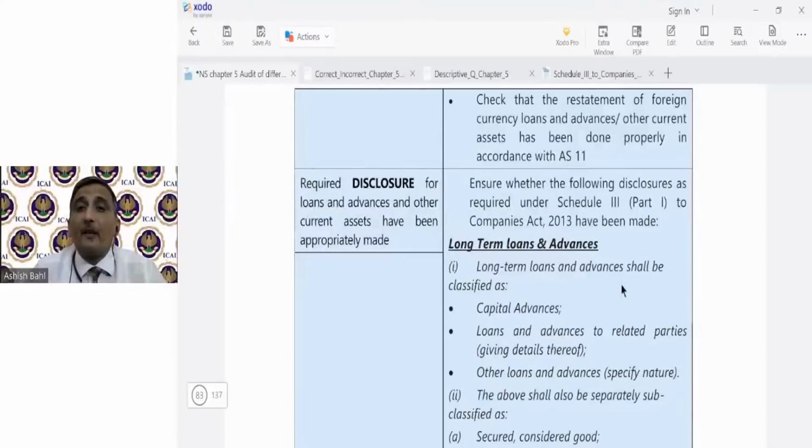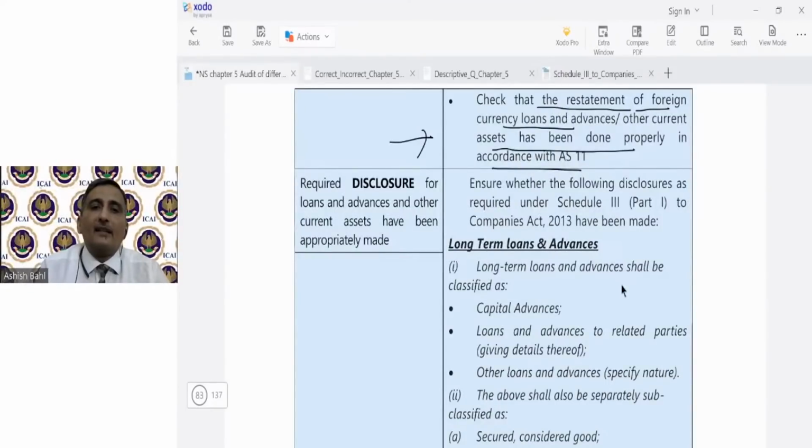And this is also a common point, if some foreign currency loans are there, then it has to be seen that restatement is done in accordance with AS 11. Required disclosure for loans and advances, students, and now this disclosure item is again in accordance with Schedule 3 requirements.